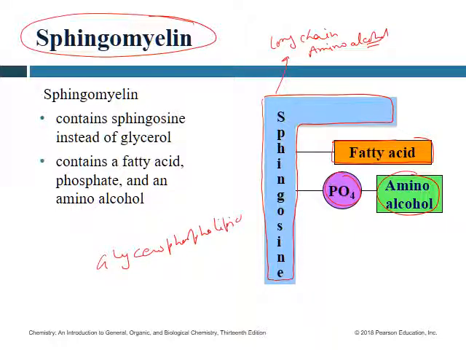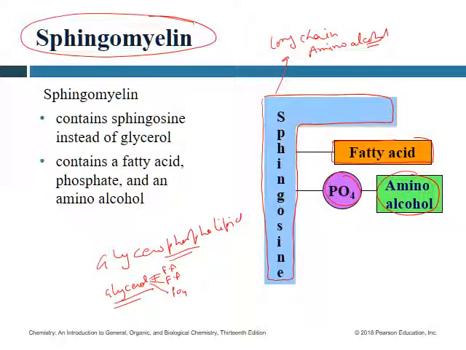How are they different from glycerophospholipid? Because in glycerophospholipid you have an alcohol called glycerol. This is an alcohol that attaches to two fatty acids, and the third group is attached as phosphate.